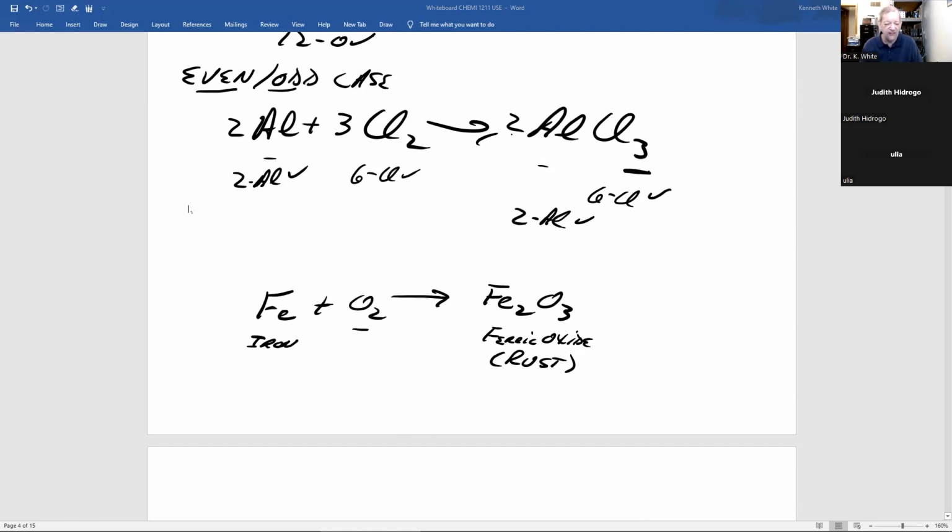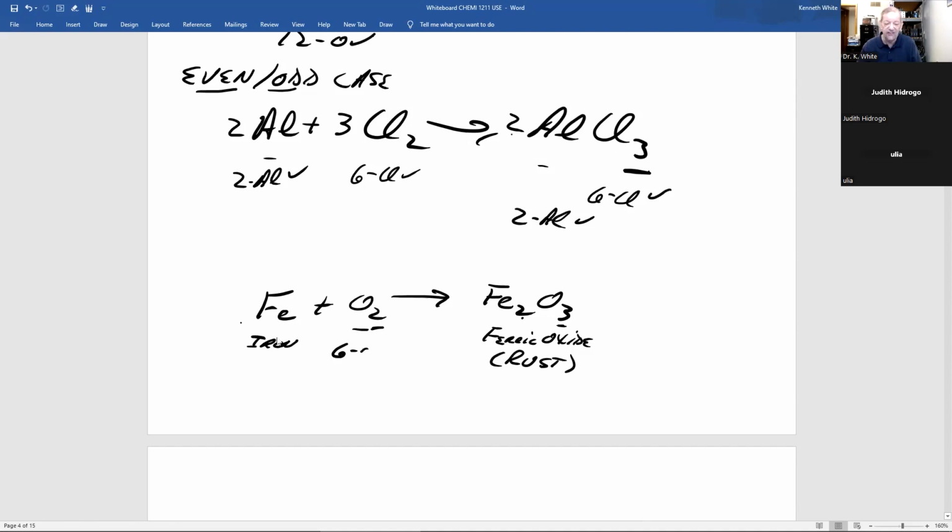Let's take a look at this. Well, here I have 2 iron. I could put 2 in front of here, but I see here 2 oxygen and 3 oxygen. This is one of those even odd situations. And how do you handle this? What number does both 2 and 3 go into? Well, you multiply 2 times 3, 6, so it better do that.